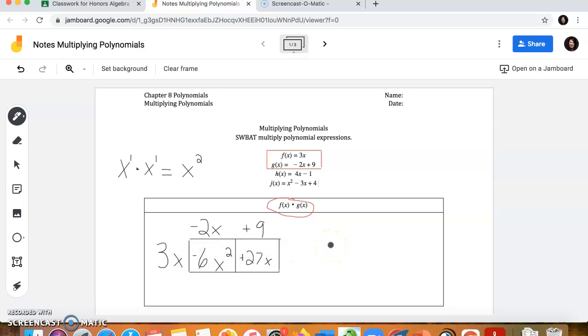Then we want to write our final answer, and our final answer is going to be negative 6x squared plus 27x. And that's it. That's all you have to do for this problem. The problems are going to get a little bit harder as we go, but when you multiply a monomial times a binomial or a trinomial, that's all you have to do, and that's your answer. If you need more time, go ahead and pause this video because I'm moving on to the next slide.